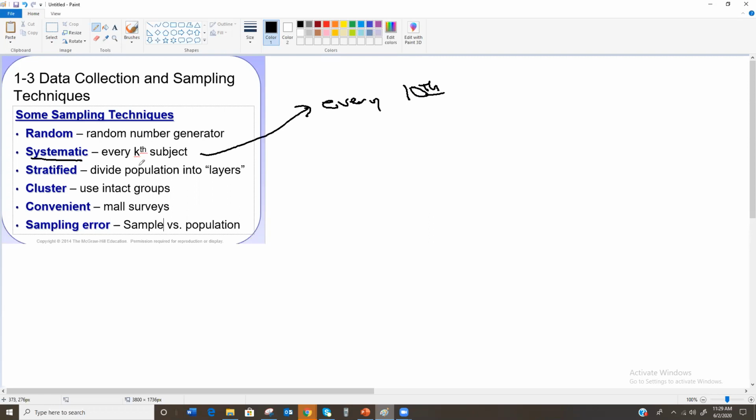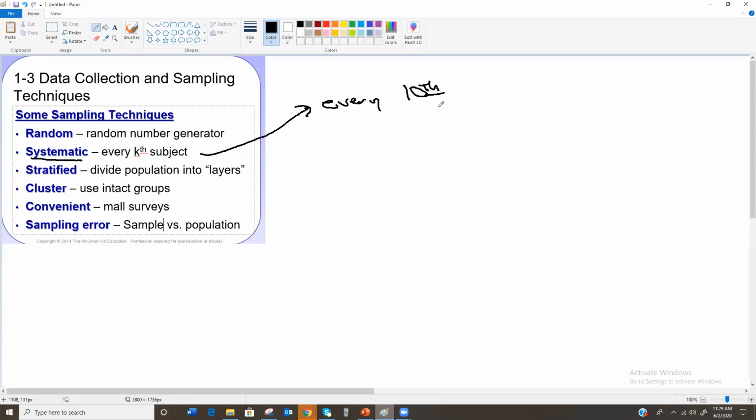But it's not random. Random would be give every car in the parking lot a number, put those numbers in a hat, draw a number out of a hat, go find that car. That's random. This is very systematic. You're going to say, here's the 10th car, here's the 20th car, here's the 30th car. I'm going to write those down.